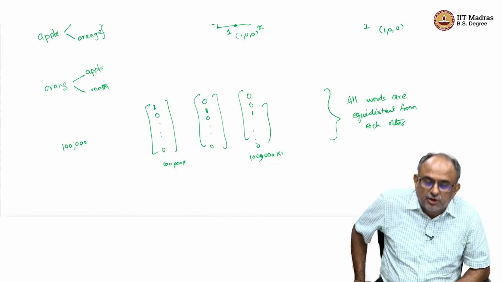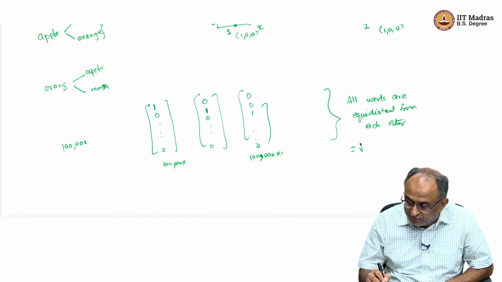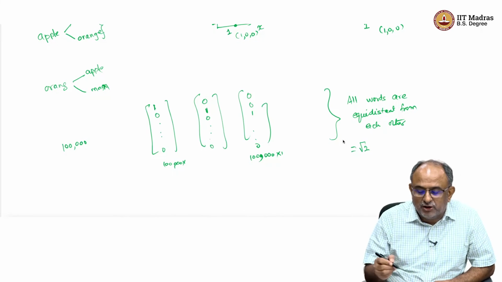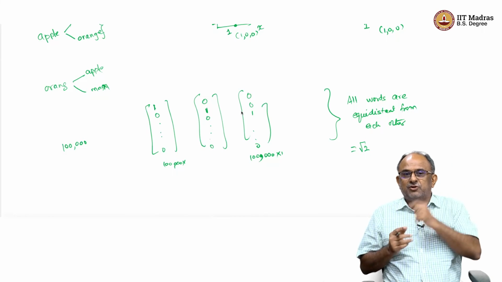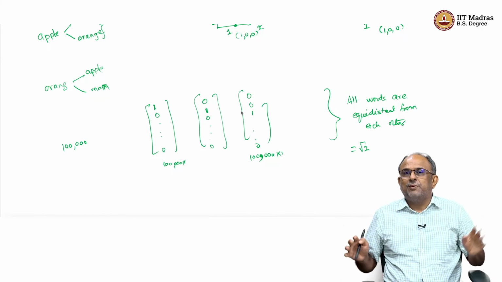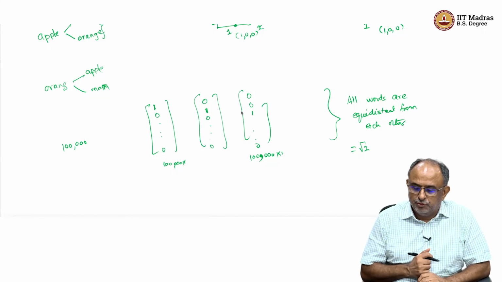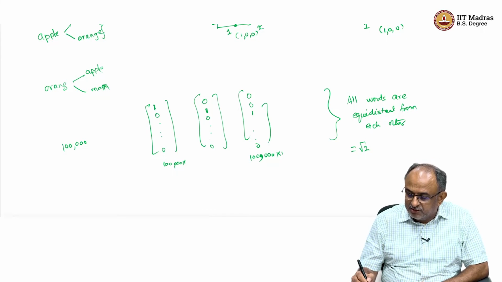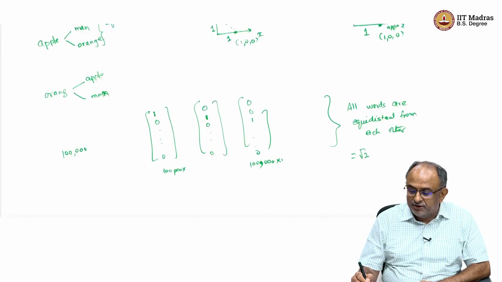So that's basically the problem, and all of them are equal to square root of 2, because between any two vectors, only two non-zero values are there, and 1 squared plus 1 squared is 2, and then square root of 2. So even in a 100,000 dimensional space, it's only square root of 2. So all words are equidistant. There is no connection between any of the words in this one hot representation.